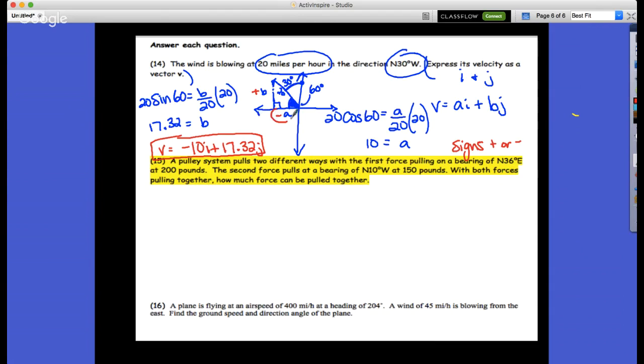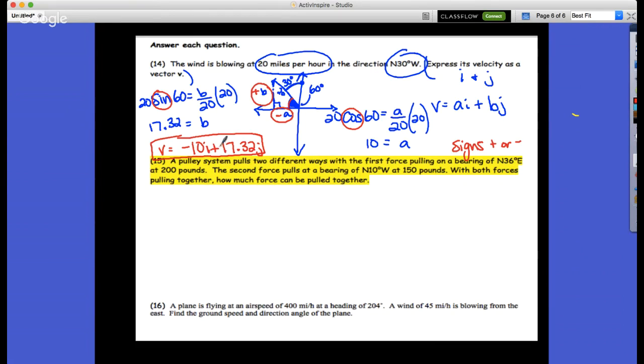Because again, A would be this adjacent side. Remember, cosine's adjacent over hypotenuse, so it's using the x-axis, whereas sine is going to be the opposite side, and that's why we have the B there. So it'd be north 30 degrees west. That's where I put it here, and then I use that to go forward to find what vector V was.